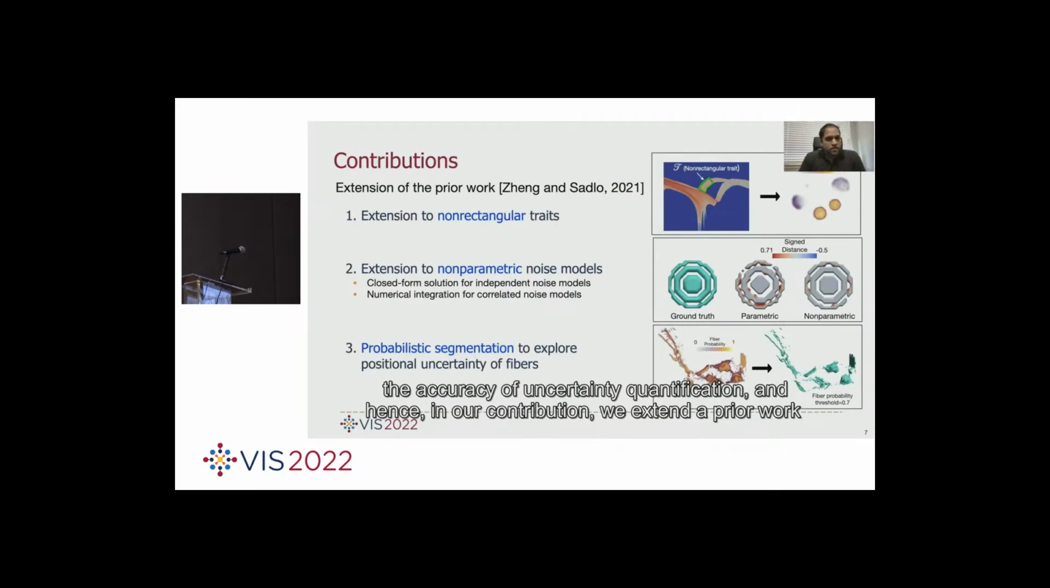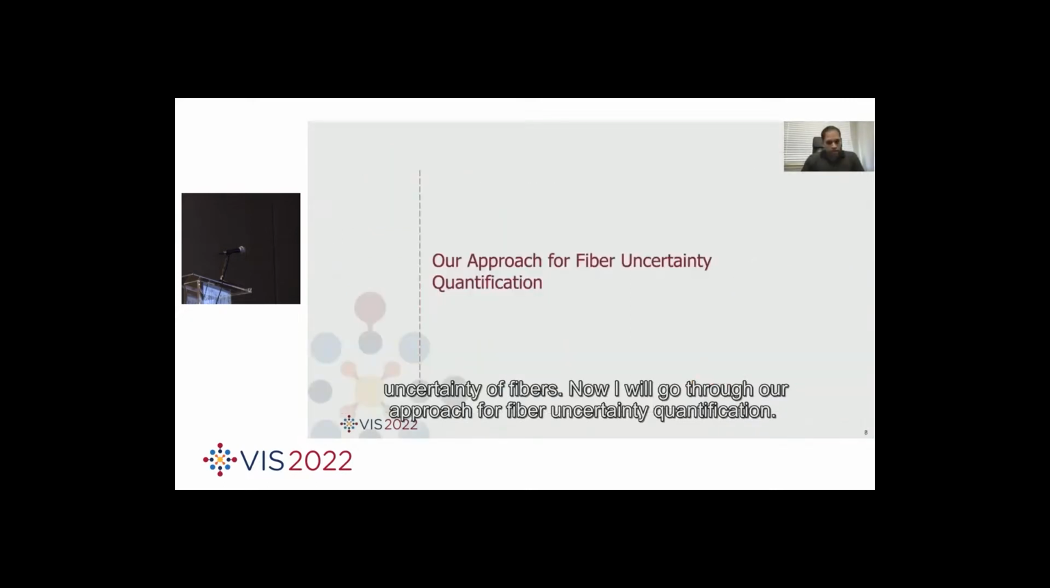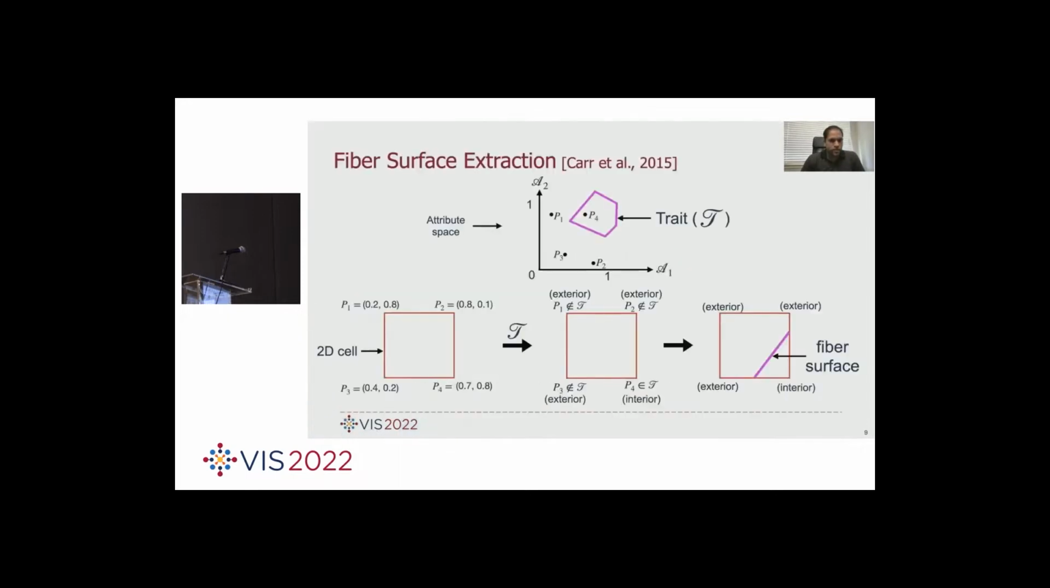And hence, in our contribution, we extend the prior work to non-rectangular traits for providing users with greater flexibility of choosing features. We also extend the work to non-parametric noise models for higher accuracy of uncertainty quantification for fiber surfaces. And we also implement probabilistic segmentation to explore the uncertainty of fibers. Now I'll go through our approach for fiber uncertainty quantification.